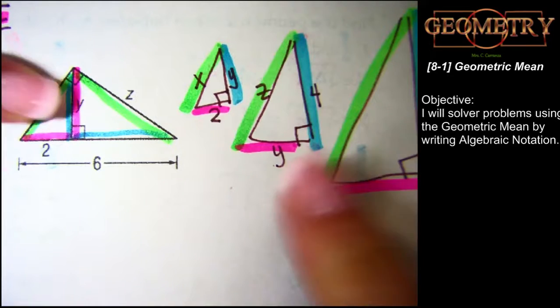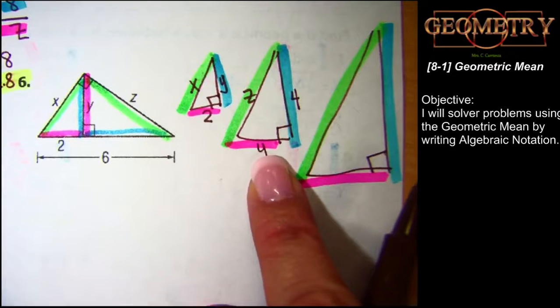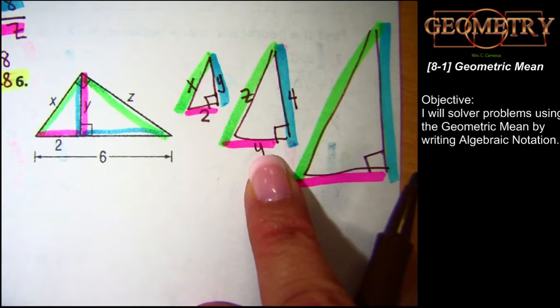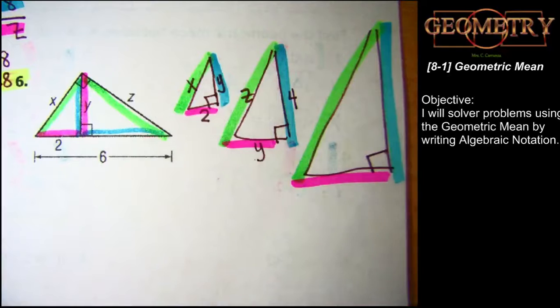Now, on the mama triangle, how did I get 4 for that blue side? What did I do? I subtracted this piece from the whole thing to give me this. Very good.